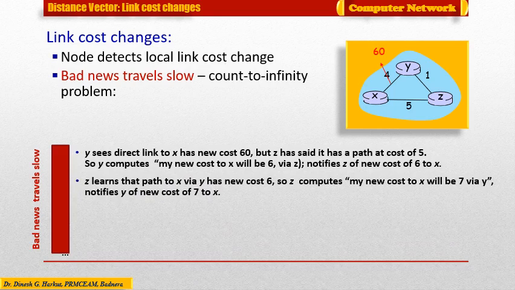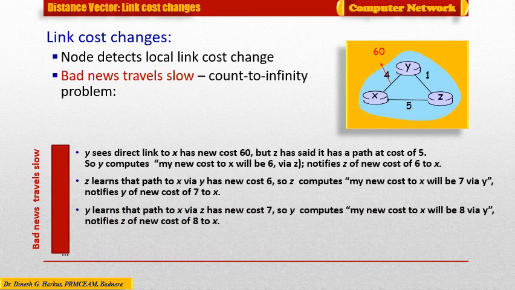Since node Y has changed and computed a new minimum cost to X, it informs Z of its new distance vector at time T1. After time T1, Z receives Y's new distance vector, which indicates that Y's minimum cost to X is 6. Z knows it can get to Y at a cost of 1 and hence computes a new least cost to X, which is 7.